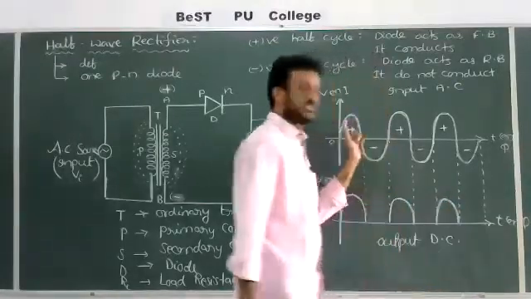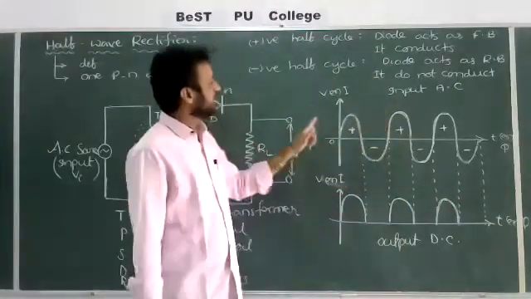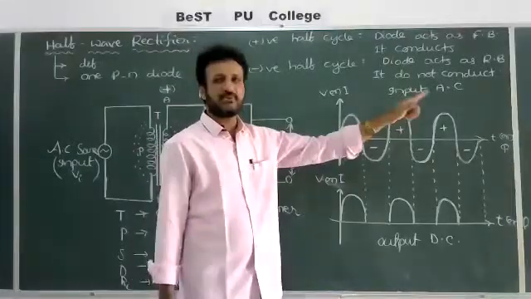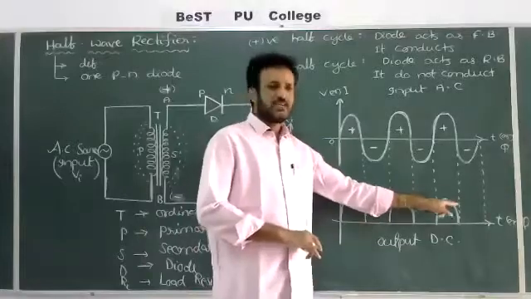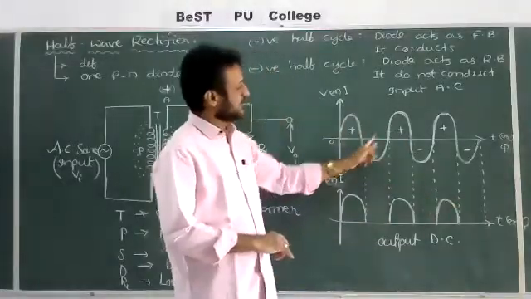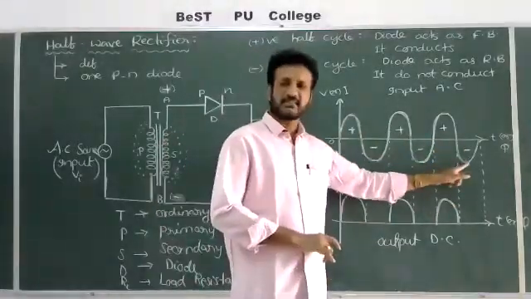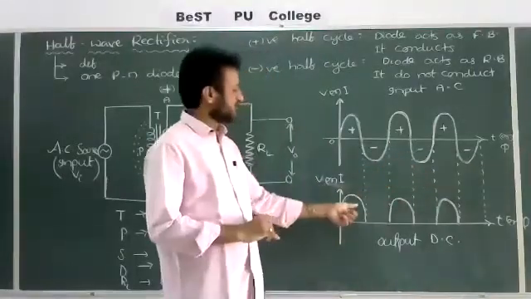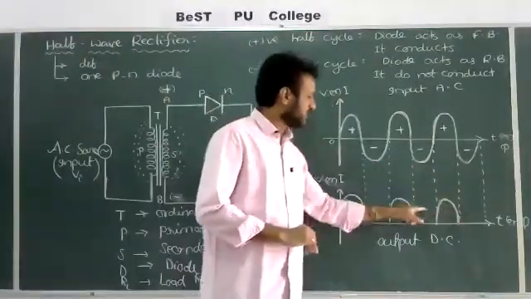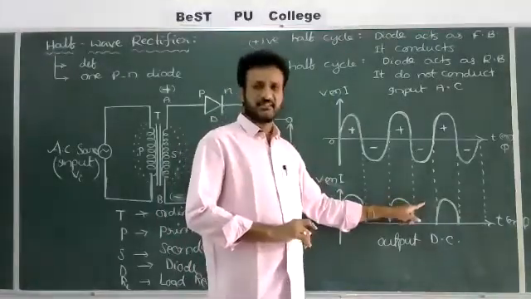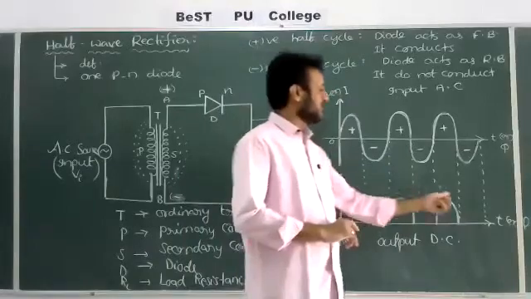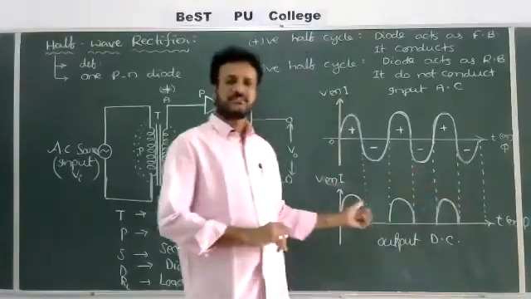Only during the positive half cycles, the diode behaves as forward bias. It allows the current to flow through it. During the negative half cycles, the diode behaves as reverse bias. It doesn't allow any current to flow through it. So whatever the missing cycles are there, in that case the diode behaves as reverse bias. Whenever the signal is present in the output, the diode acted as forward bias.